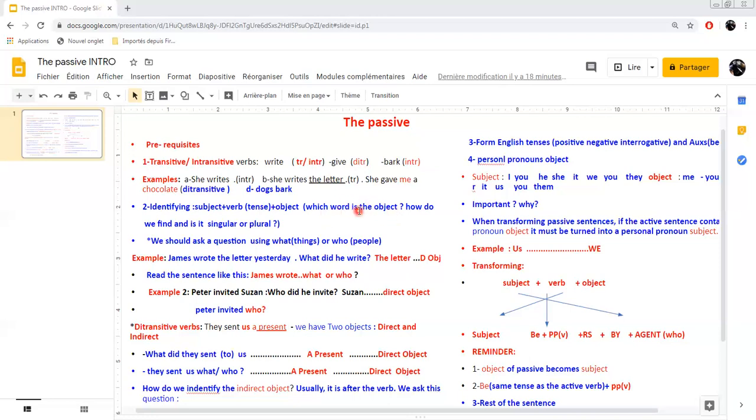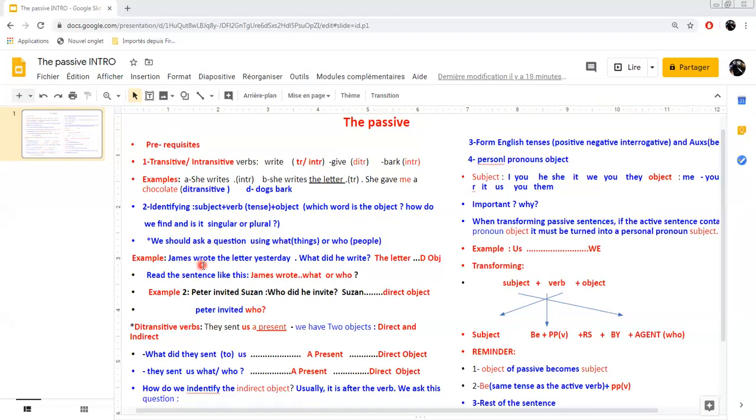Now, how can we identify the object? We will see. To identify your object in the sentence, you are going to ask the question, well, what for things, or who for people. So you ask the question with what for things, object, or who for people.